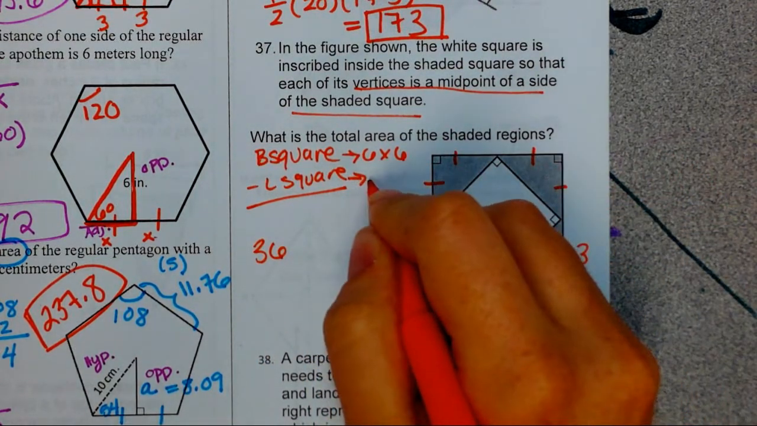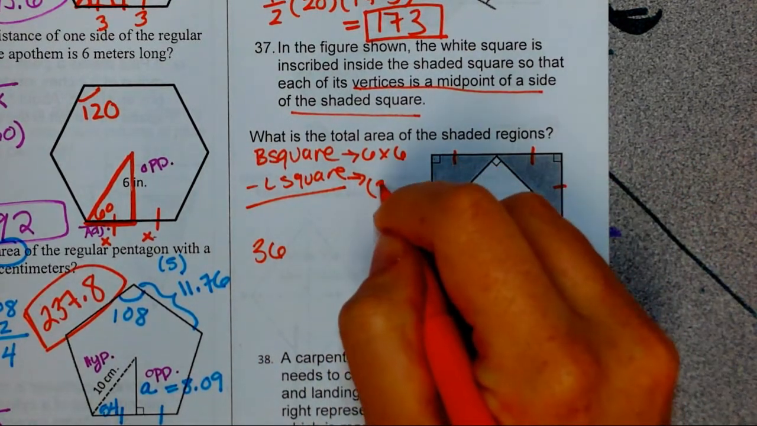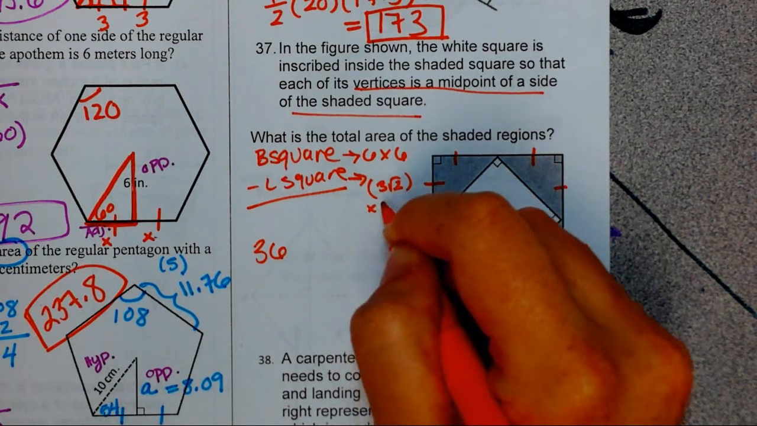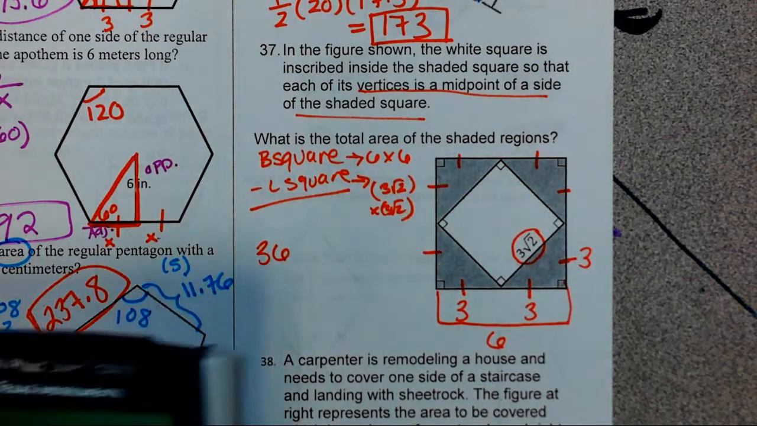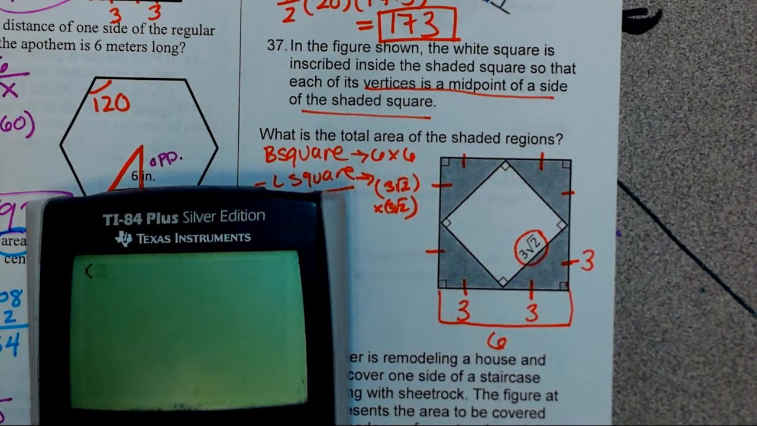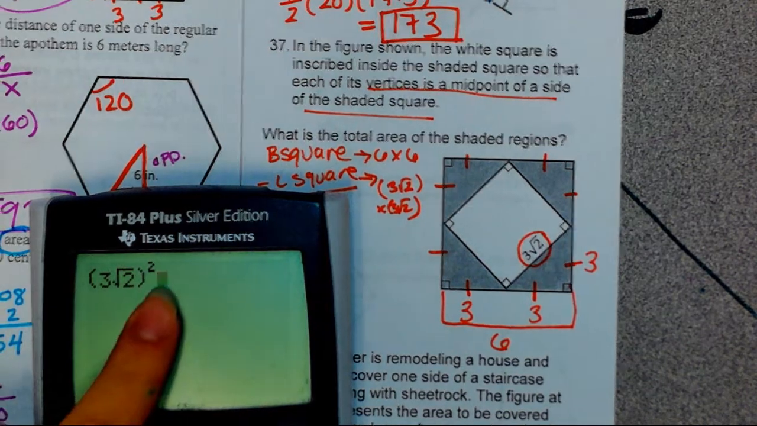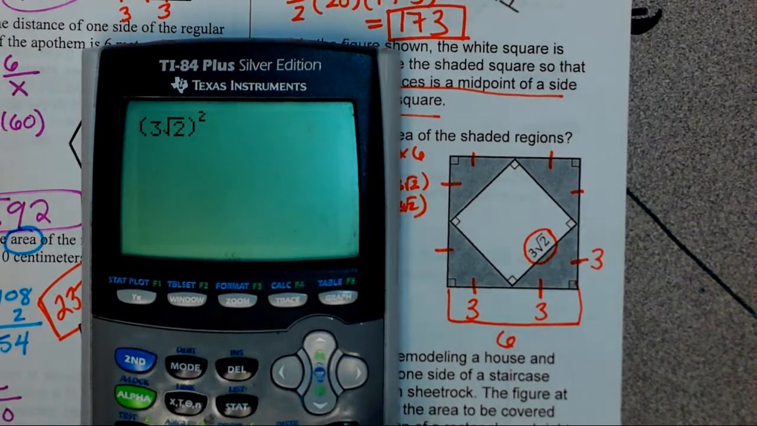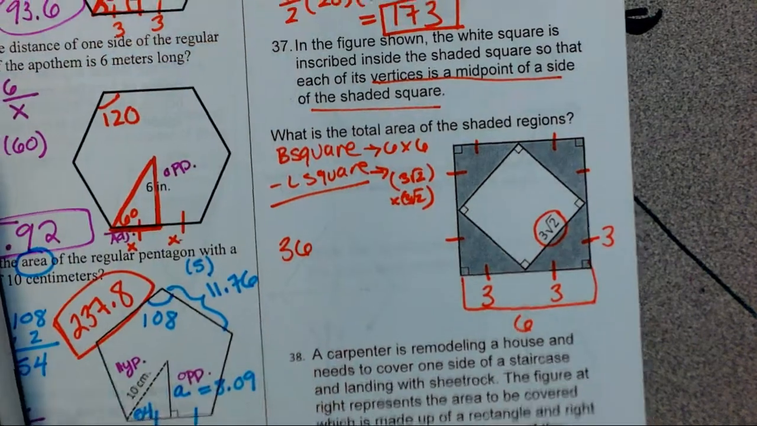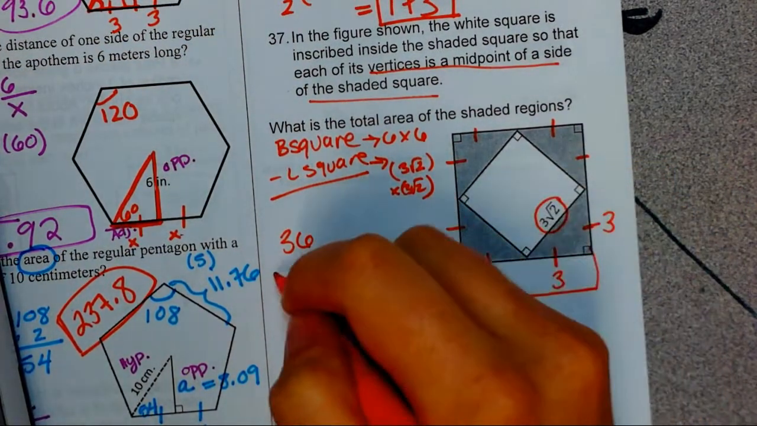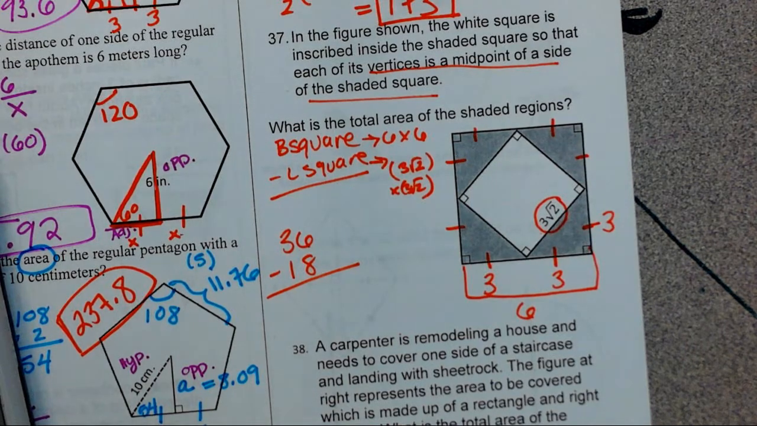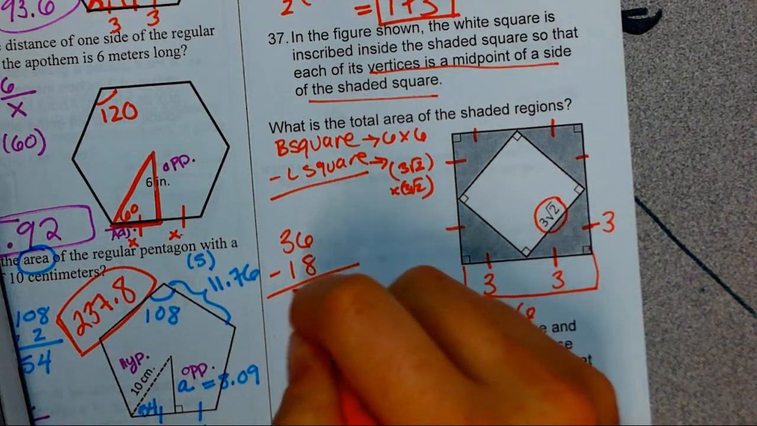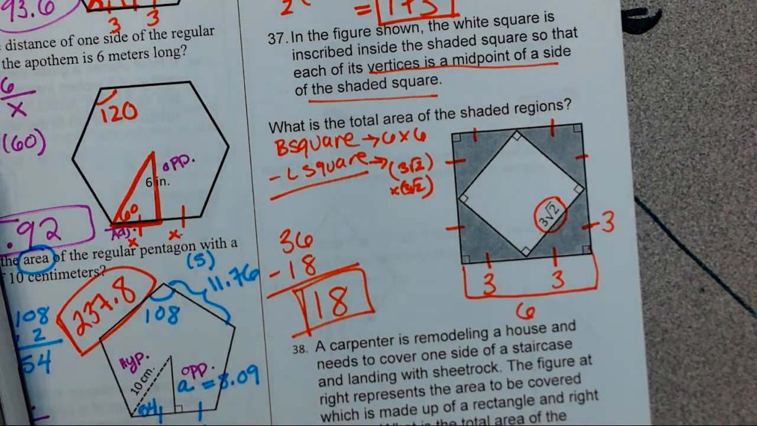Little square would be 3 square root 2 times 3 square root 2. So you can just put 3 square root 2, close the parentheses and square it, just like I did here. And then that'll give you that the area for the smaller one is 18. So you subtract them. 36 minus 18 is 18. Okay.